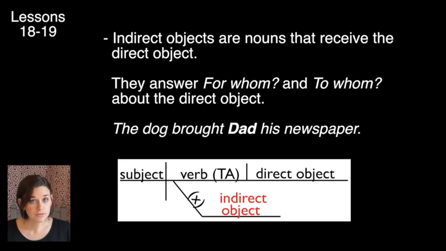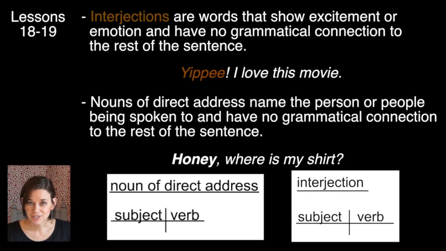In lessons 18 through 19, you learned that indirect objects are nouns and pronouns that receive the direct object. They answer for whom or to whom about the direct object. You must have a direct object in order to have an indirect object. You learned that interjections are words that show excitement or emotion, and they're not grammatically related to the rest of the sentence. You also learned that nouns of direct address are nouns that name the person or people being spoken to. Nouns of direct address also have no grammatical relationship to the rest of the sentence.